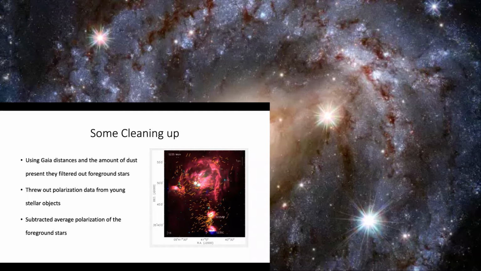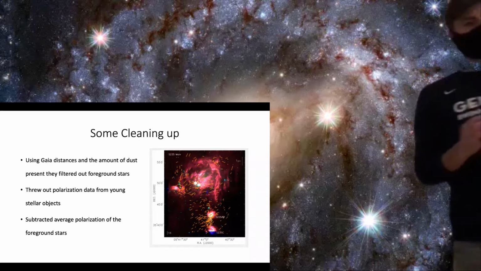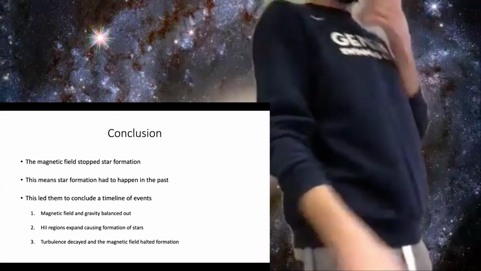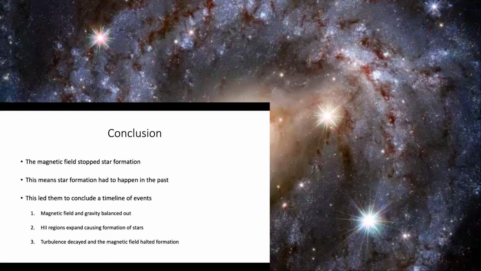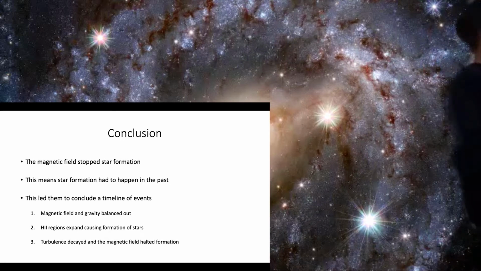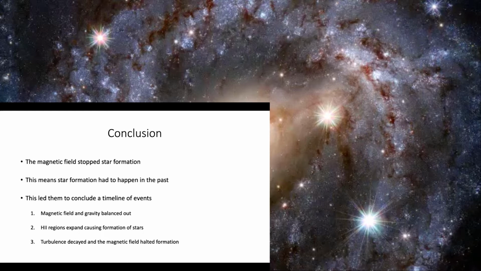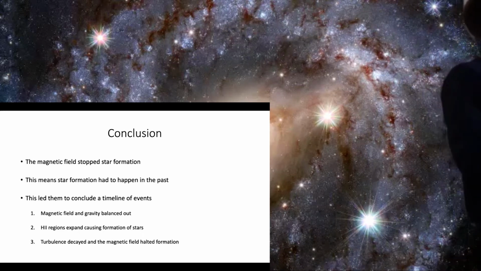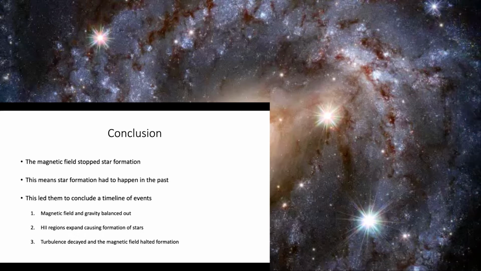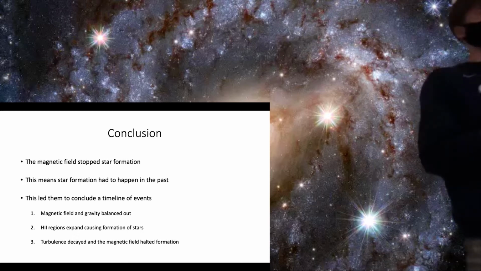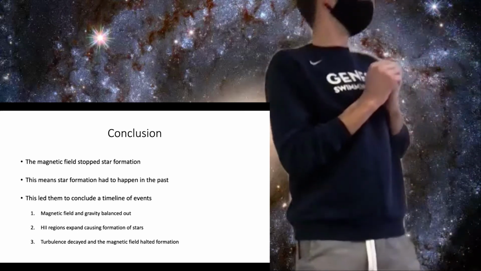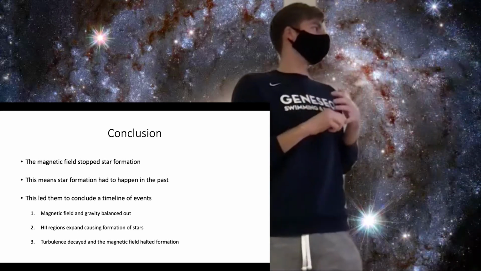From this, they concluded that as the H2 region expands, the magnetic field actually shrinks, which is kind of weird. The conclusion from these magnetic field lines was that at a certain point, the magnetic field got strong enough that it stopped the star formation in the H2 regions. From this, they concluded that star formation had to have happened in the past because there are stars in the H2 regions. And then they finally concluded a sequence of events.